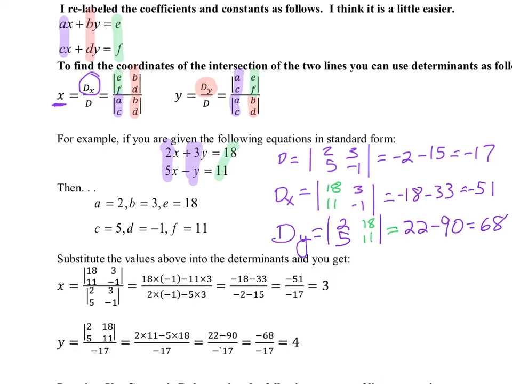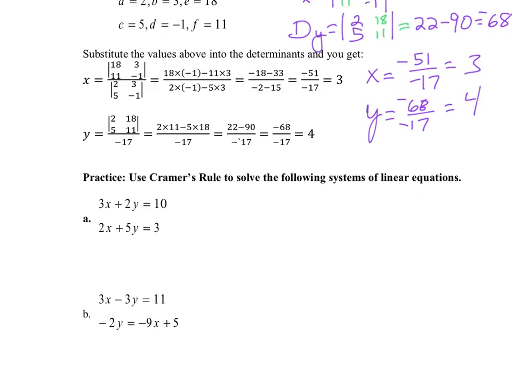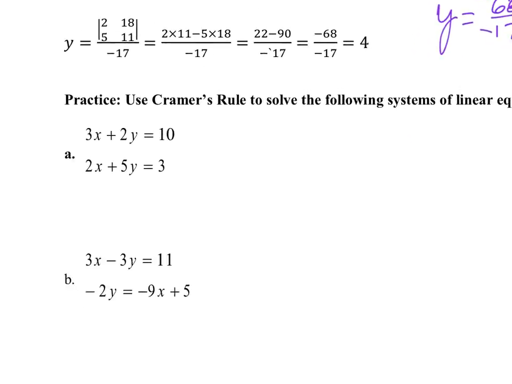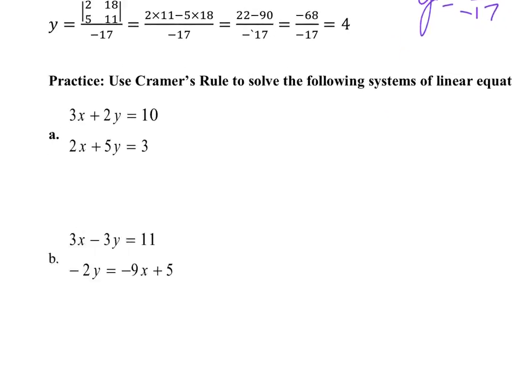All right, so my answers then, x is negative 51 over negative 17, which is 3. Y is negative 68 over negative 17, which is 4. And that's my answer, 3 and 4. All right, so we're going to do this a couple of times here.